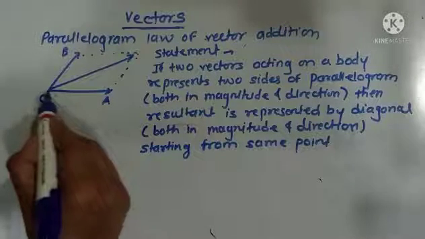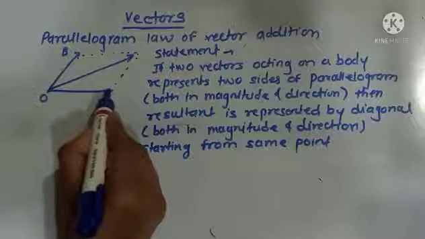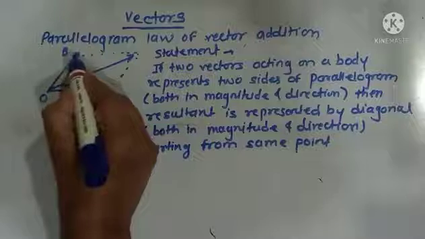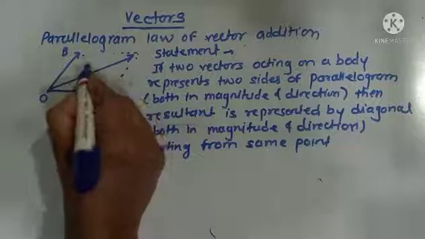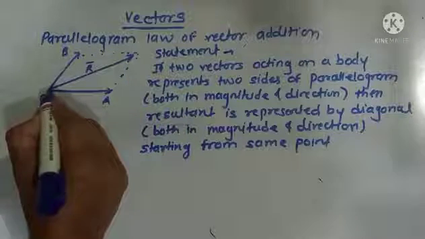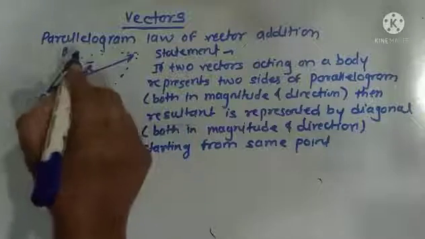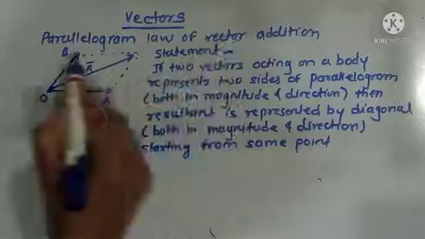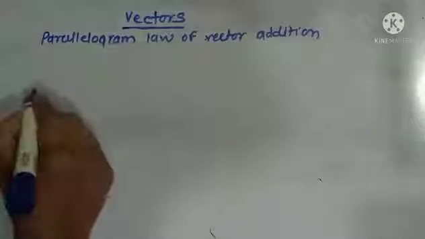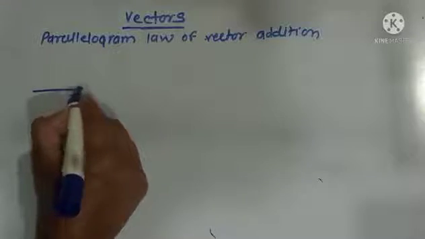So if there are two vectors acting on a body and they are representing the two sides of the parallelogram, then the resultant is given by the diagonal starting from the same point. This is the parallelogram law of vector addition. Okay, so let us draw a parallelogram.